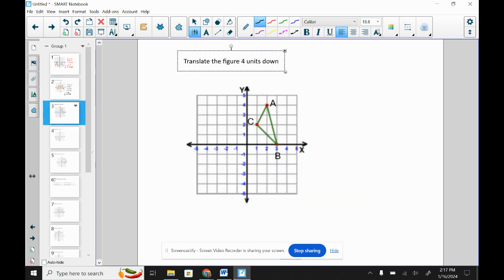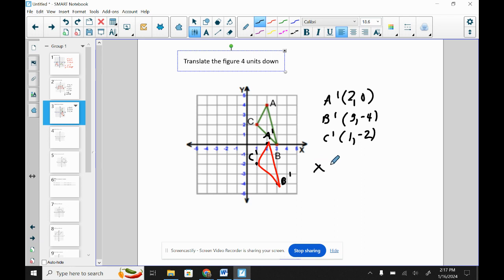Okay, let's look at another one. Take this figure and translate it 4 down. So again, 1, 2, 3, 4. This is our new A. 1, 2, 3, 4. This is our new C. 1, 2, 3, 4. This is our new B. Our new shape is going to be right here. We just picked it up and we moved it down. So our A prime is 2, 0. Our B prime is 3, -4. Our C prime is 1, -2.